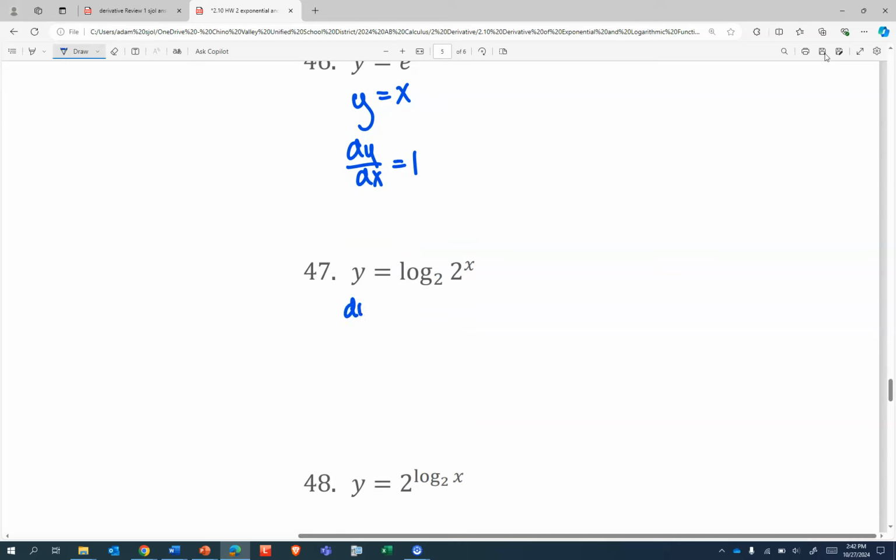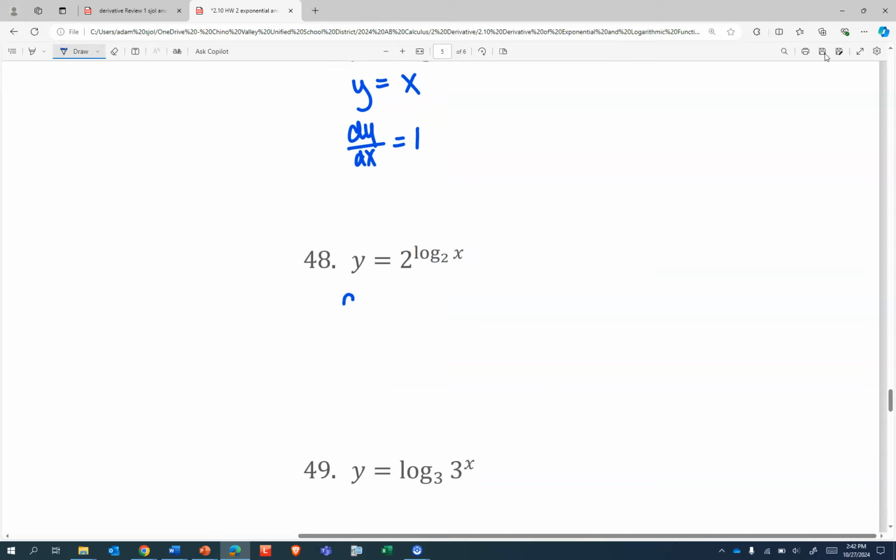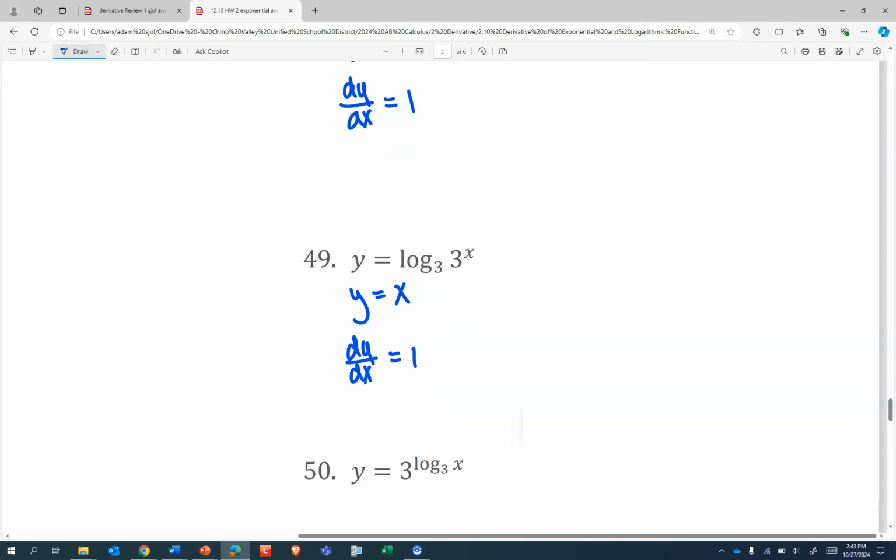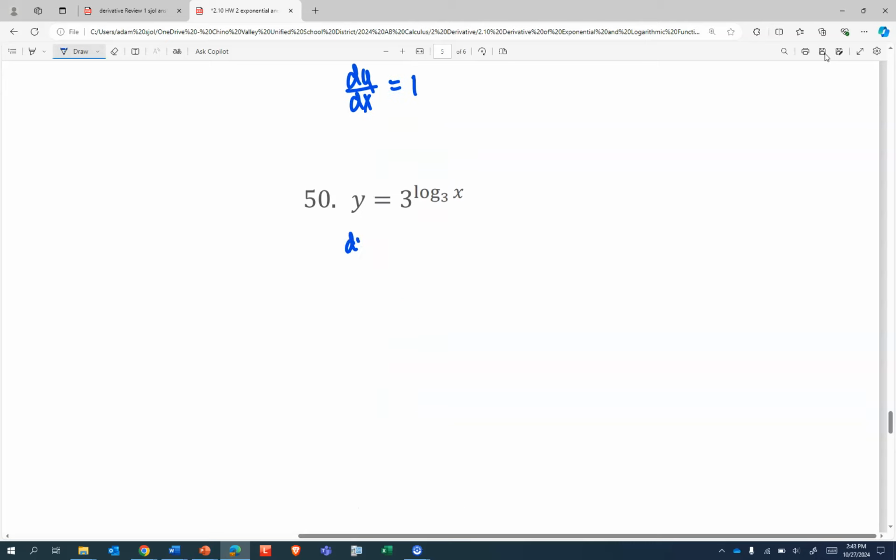By the same logic here, log base 2 of 2 to the x is equal to x, so dy dx is again 1. 2 to the power log base 2 of x is also going to be 1. If you're not getting it here, these are not derivative problems. These are, hey, you know that logarithms and exponentials are inverses. That's what's going on here.